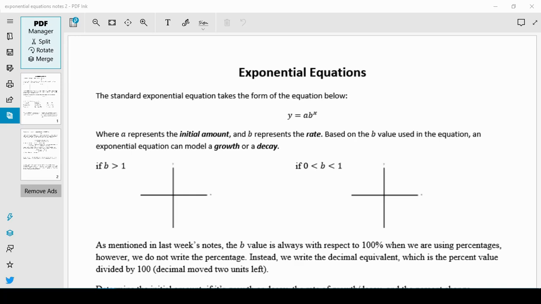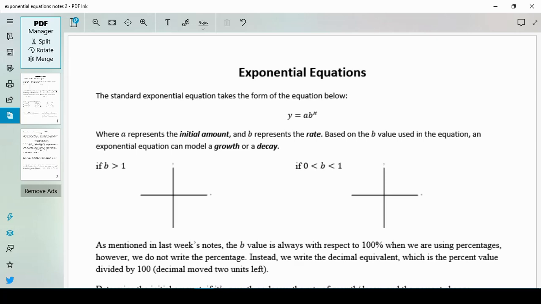The first thing here is the standard exponential equation is written in this form right here, y equals ab raised to the x power, where a represents your initial value and b represents your rate. We'll get to the initial value in just a moment. The big deal here is b. B tells you a lot of information. B is what determines if we have either an exponential growth or an exponential decay.